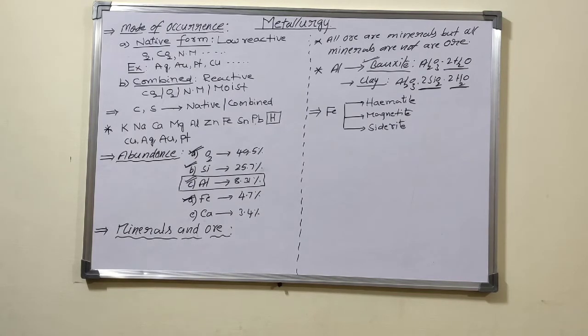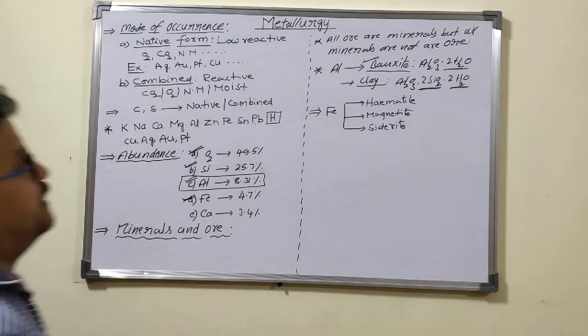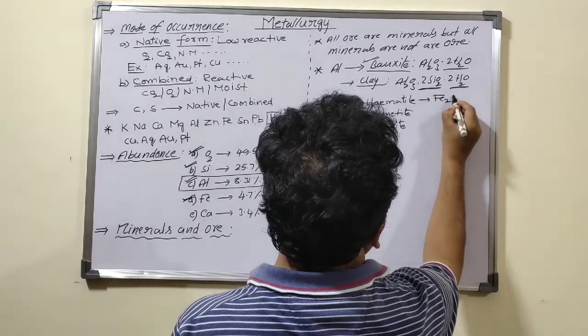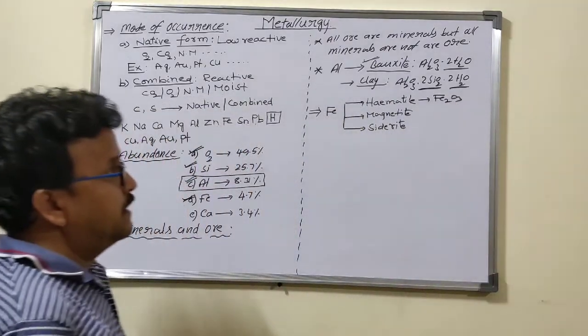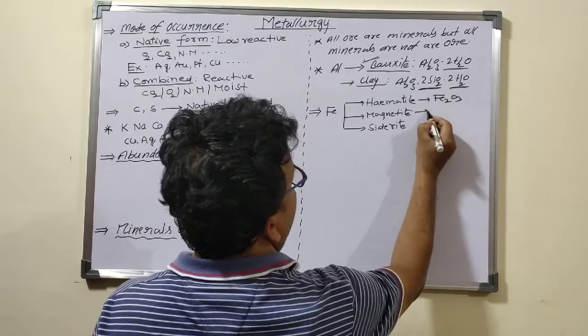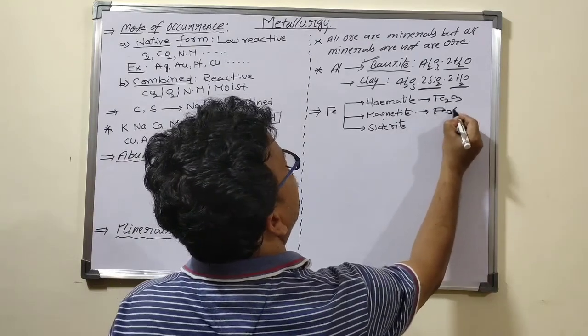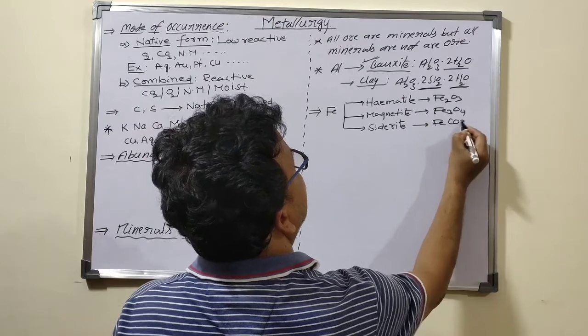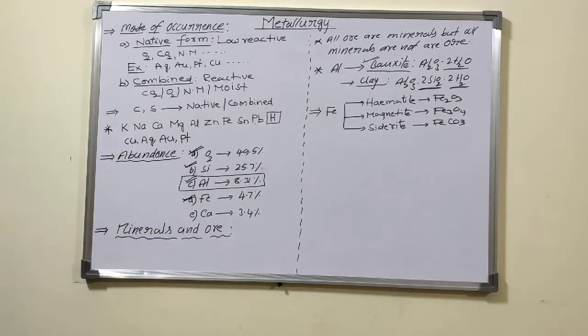What do the formulas for hematite, magnetite, siderite mean? Hematite is Fe2O3, magnetite is Fe3O4 and siderite is FeCO3. Hematite, magnetite and siderite.